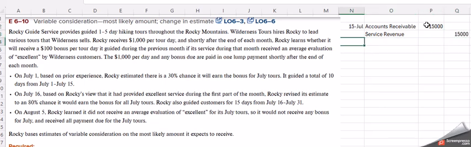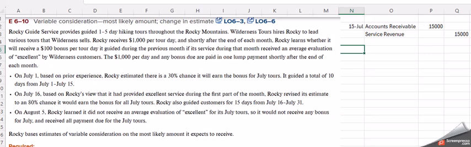Then we go down to the 16th. The next day, July 16th, they got some excellent service reviews for the first part of the month. So they're like, okay, now I think we have an 80% chance of getting it. So for the remaining days, is it 15 days or 16 days? There are 31 days in July and we recorded 15, so the remaining 16 days, they are thinking, I think we're going to get this bonus.